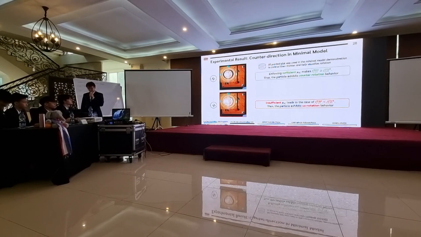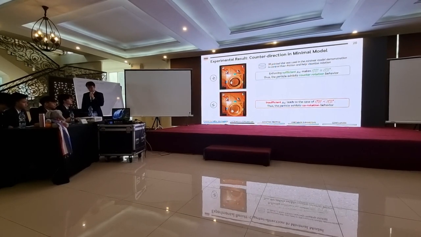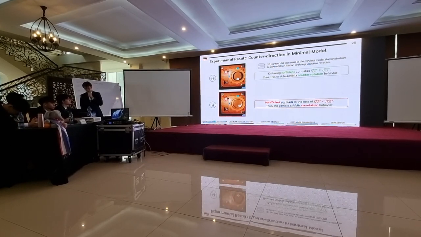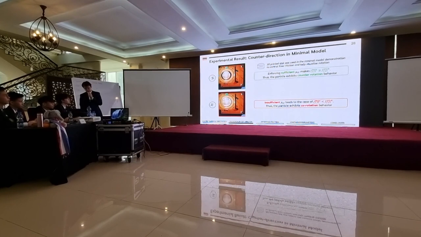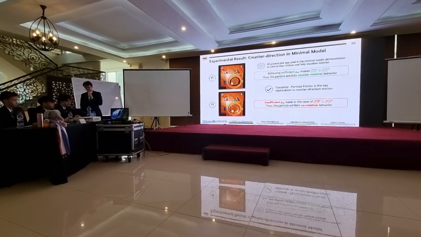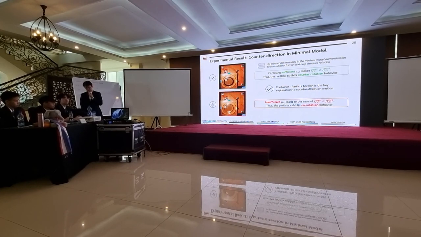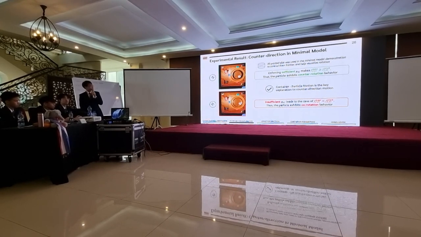To test our hypothesis, we provided a situation where the impulse will have more friction, a different potential impulse always sufficient to stop slipping. You can see that a 2D circular particle can exhibit counter-rotation behavior. With the same type of particle used in the minimal model experiment, we can prove that the particle-container friction is a key explanation for the change in ball direction.